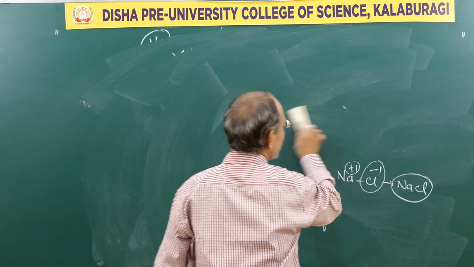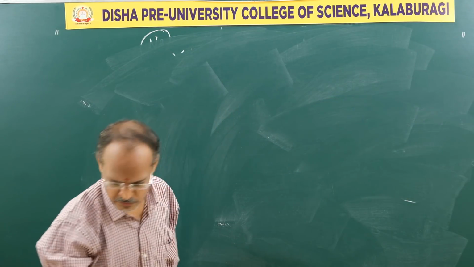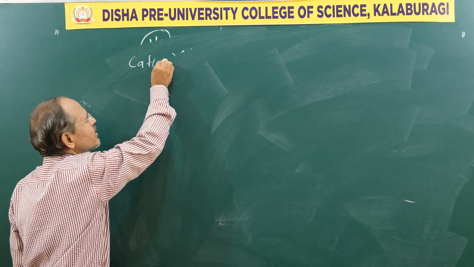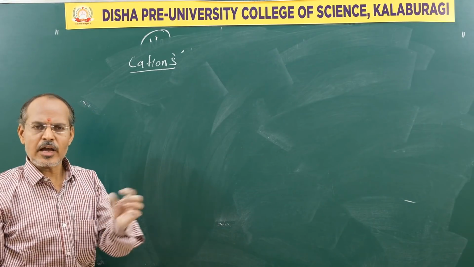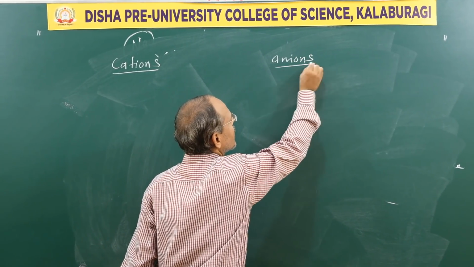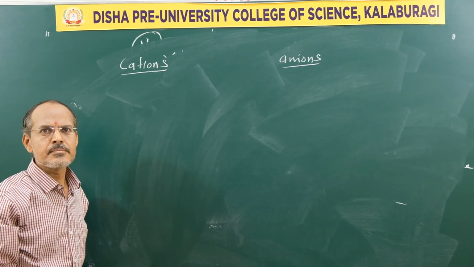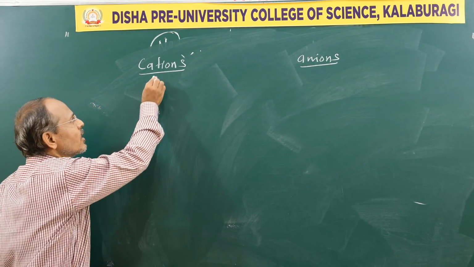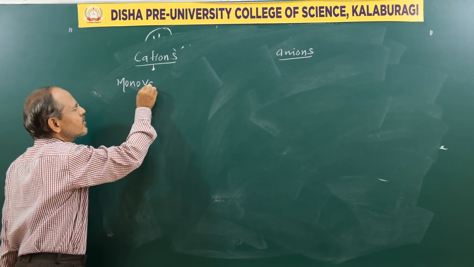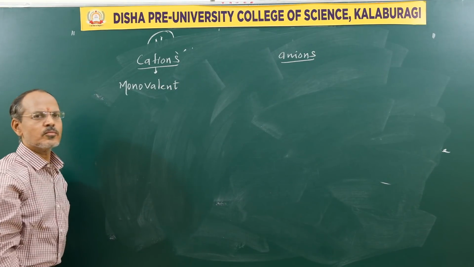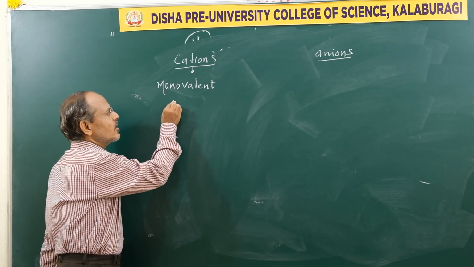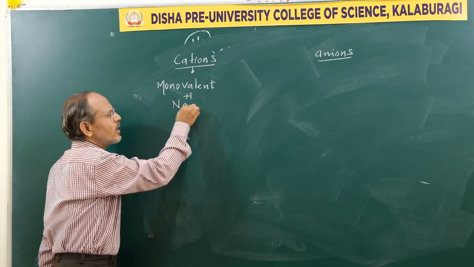Now, first I will give you a small chart so that you can see. Here first we will concentrate on cations. Later on this chart will be uploaded to you. In cations, first we will concentrate on monovalent. Monovalent means one valency. I will take the example of sodium plus 1.